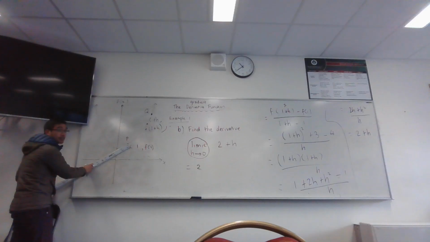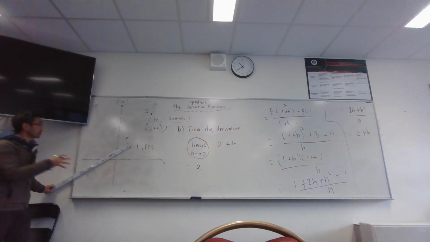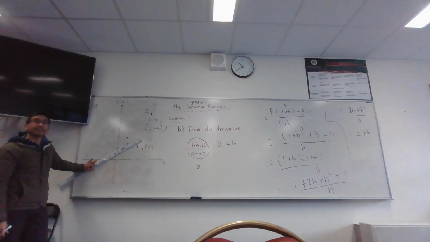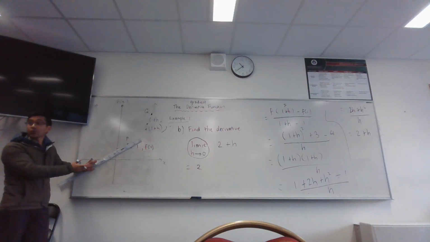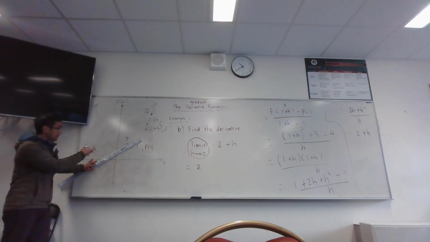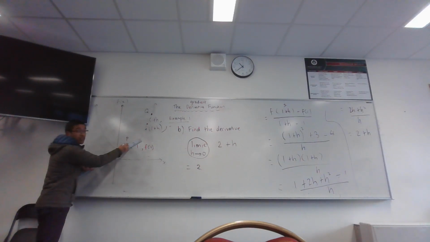And what's this? H is 0. H is 0 now. And at h equals 0, what's the gradient? 2. It's 2. And looking at my ruler, what did we create? What did I just create here? A tangent. We created a tangent at exactly this point here.